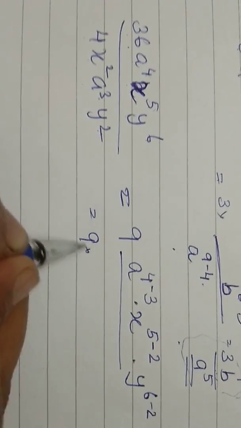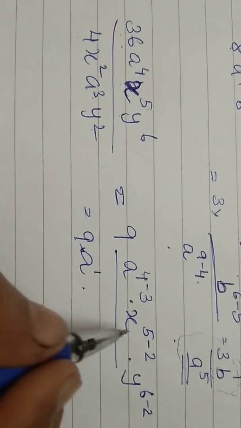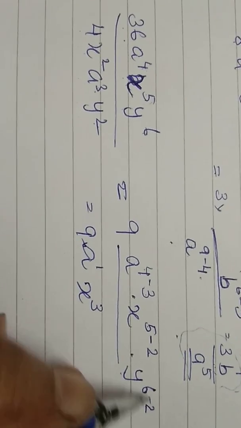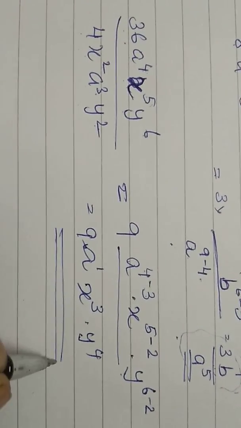That is 9 into a raised to 4 minus 3, a raised to 1, into x raised to 5 minus 2, x raised to 3, and y raised to 6 minus 2, y raised to 4. This is the final answer.